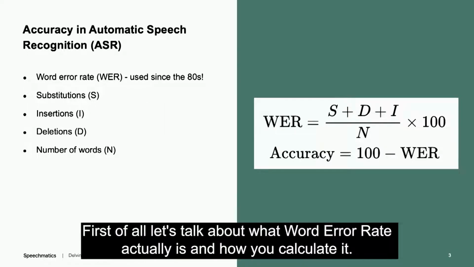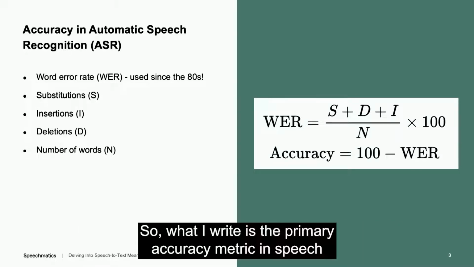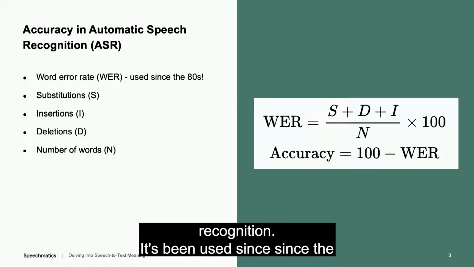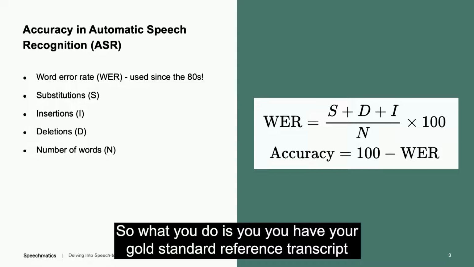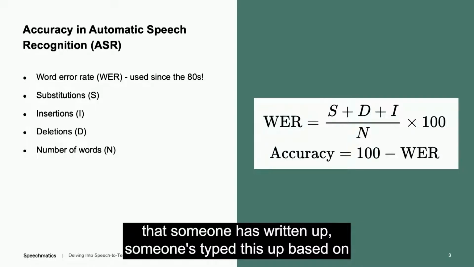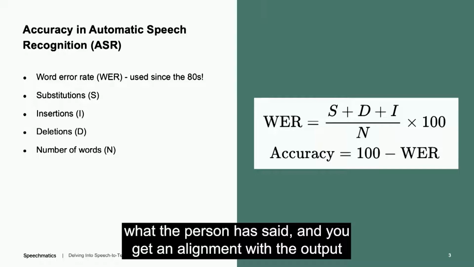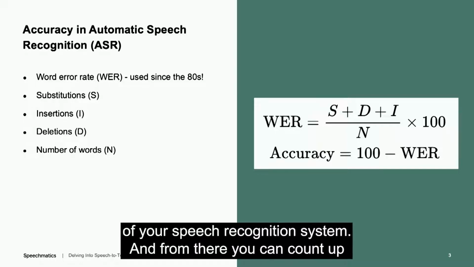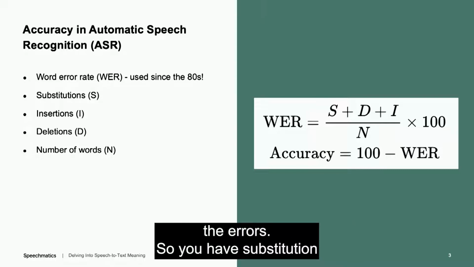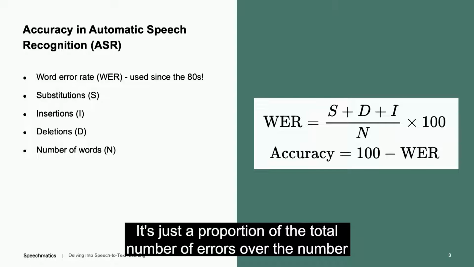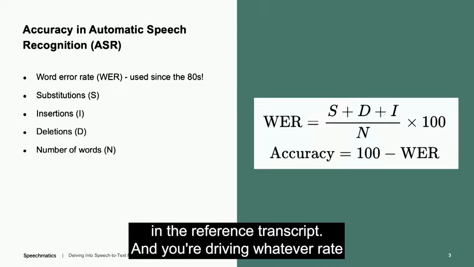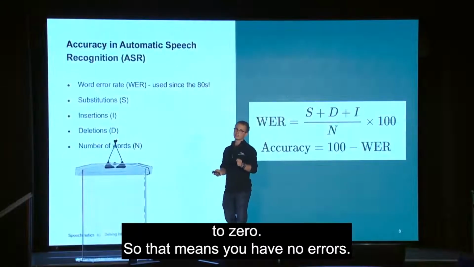First of all, let's talk about what word error rate actually is and how you calculate it. Word error rate is the primary accuracy metric in speech recognition. It's been used since the dawn of the technology, and it's very easy to calculate. What you do is you have your gold standard reference transcript that someone has typed up based on what the person has said, and you get an alignment with the output of your speech recognition system. From there, you can count up the errors. So you have substitution, insertion, and deletion errors, and you can see the formula here. It's just a proportion of the total number of errors over the number of words in the reference transcript. And you're driving word error rate to 0, so that means you have no errors.